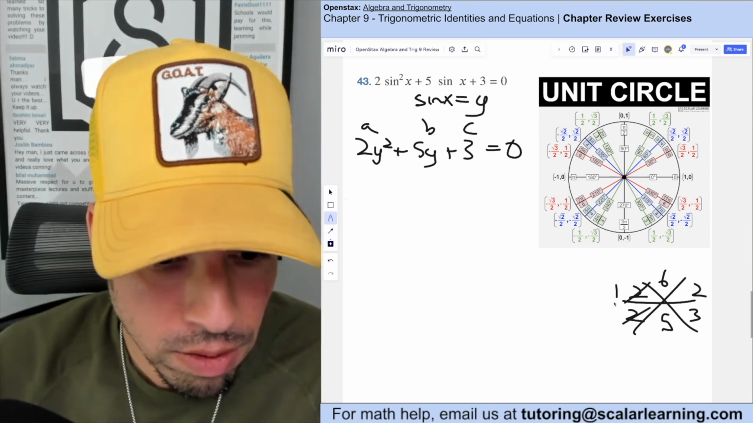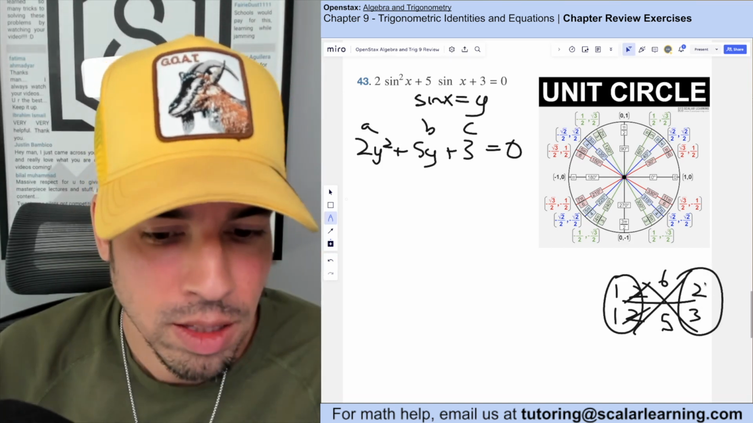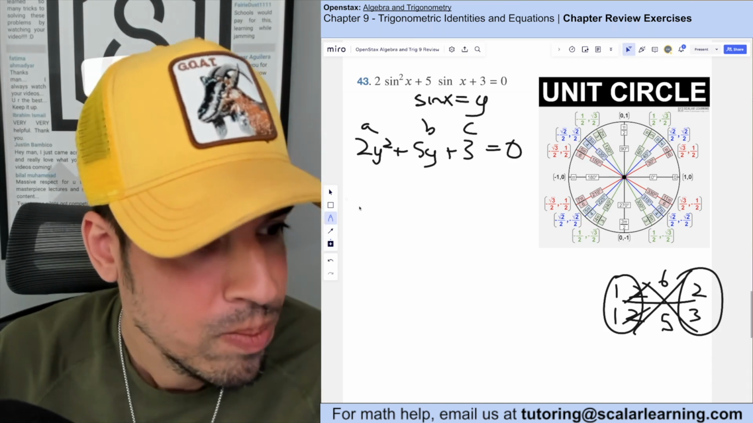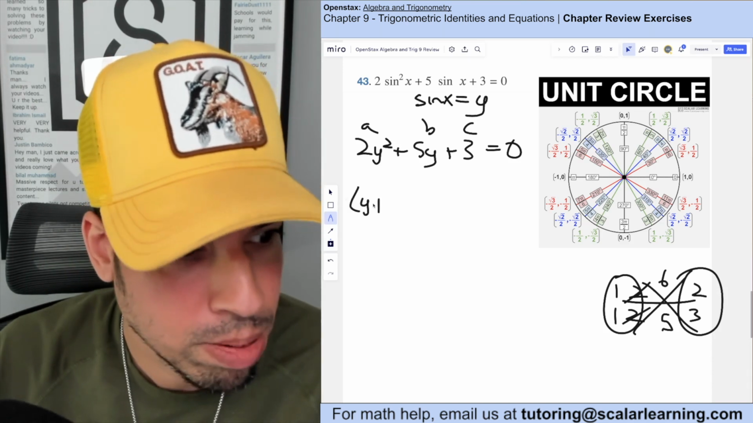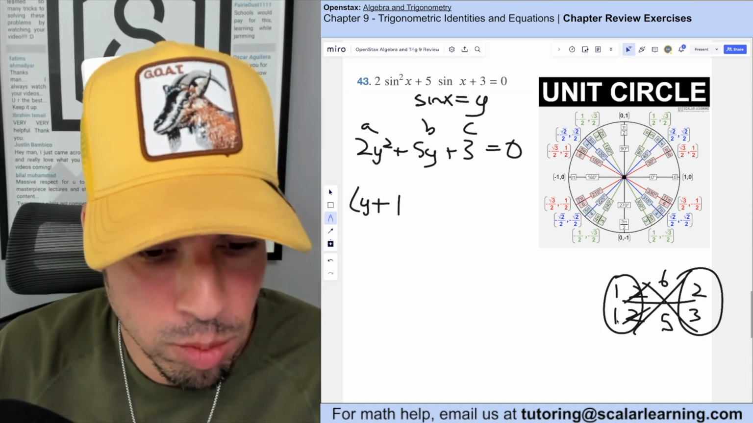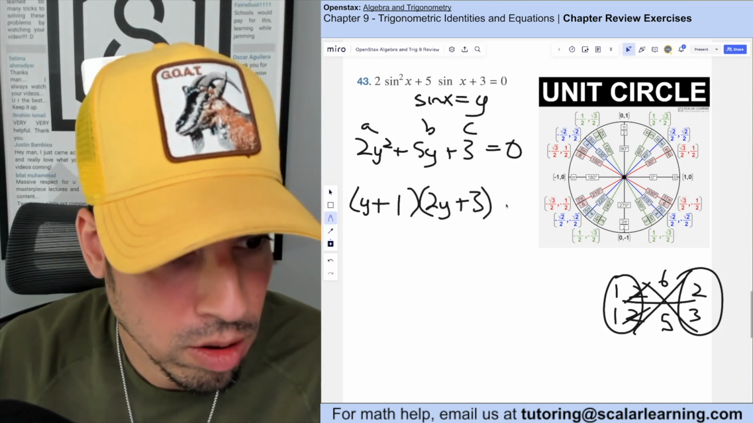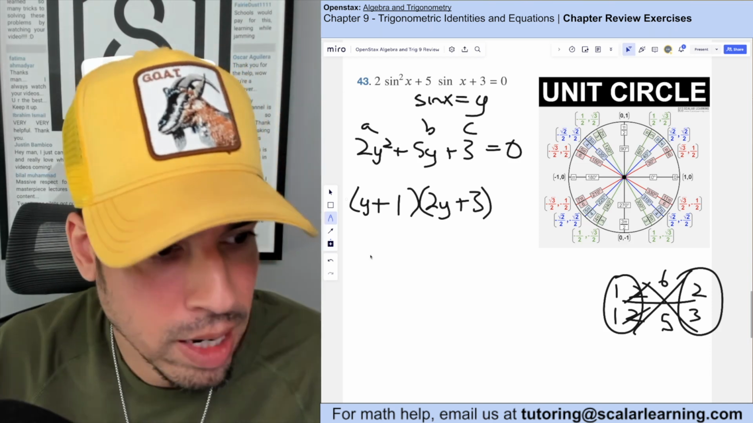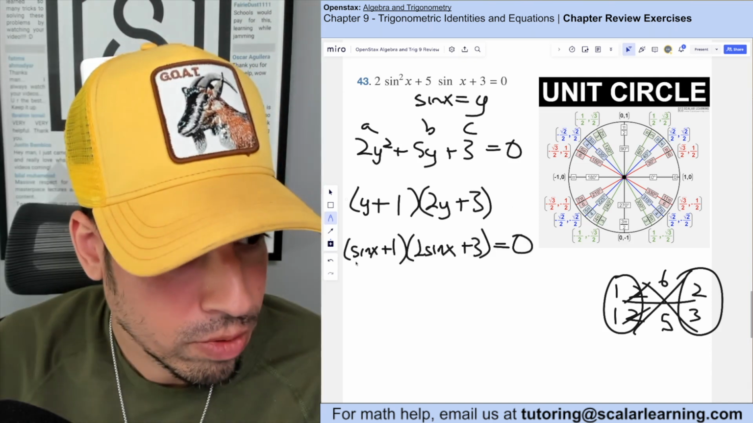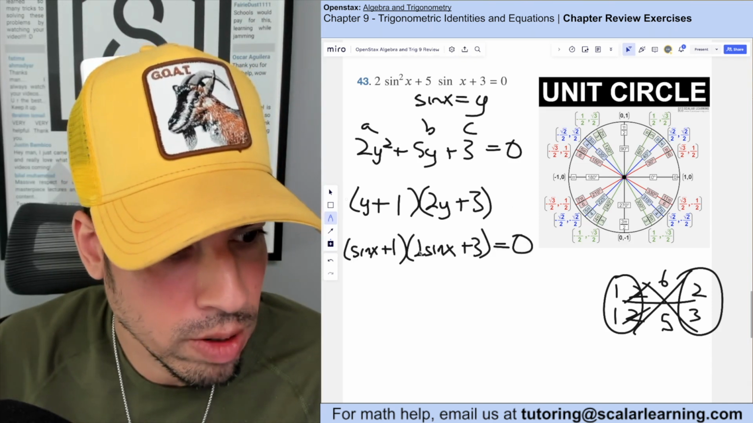Now this simplifies like a fraction. We get 1 over 1, and then that doesn't, so we got 2 and 3. So now we have y plus 1. The top one goes with the variable, bottom standalone constant. And here we have 2y plus 3. Now let's substitute sine of x back in. And now we get two equations from this. First, sine of x plus 1 equals 0, and then this.